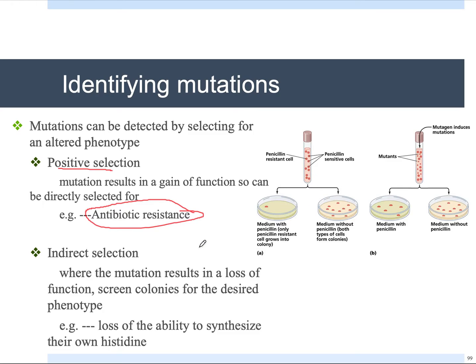If you have another bacteria that you believe has lost a particular trait, let's say its ability to synthesize an important amino acid, histidine, what you can do is to have a medium that has no histidine in it and see whether it's going to grow on it. So that's an example of indirect selection.